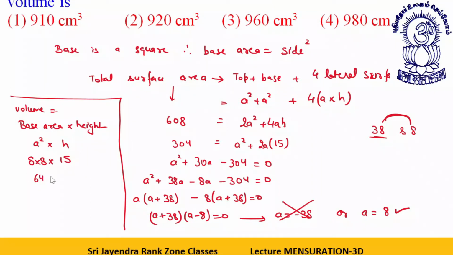So 64 into 15 will be 960, or a better way, you can do it like 8 into, what is 8 into 15? 120. 8 into 120 is 960 cm cube. Option number 3 is the answer. Am I clear? Next one.